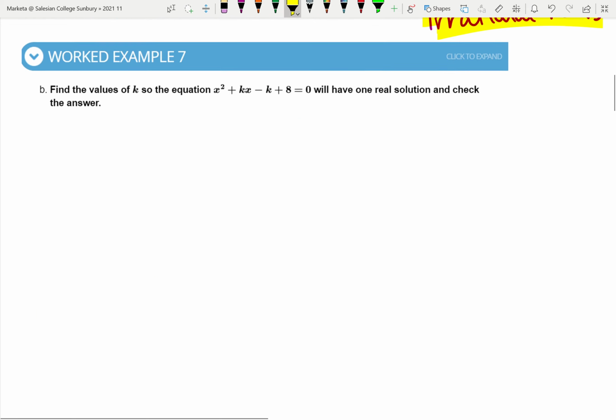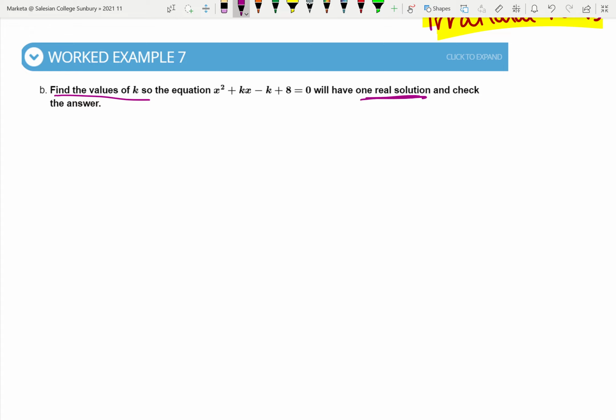So it's still example 7, part B. So looking at the discriminant again. And this time they're giving us k in there. And this is quite important to be able to do this, but people don't do it very well. So you want to practice more of these type of questions. So you want to find the value of k so that we have one solution or one real solution.